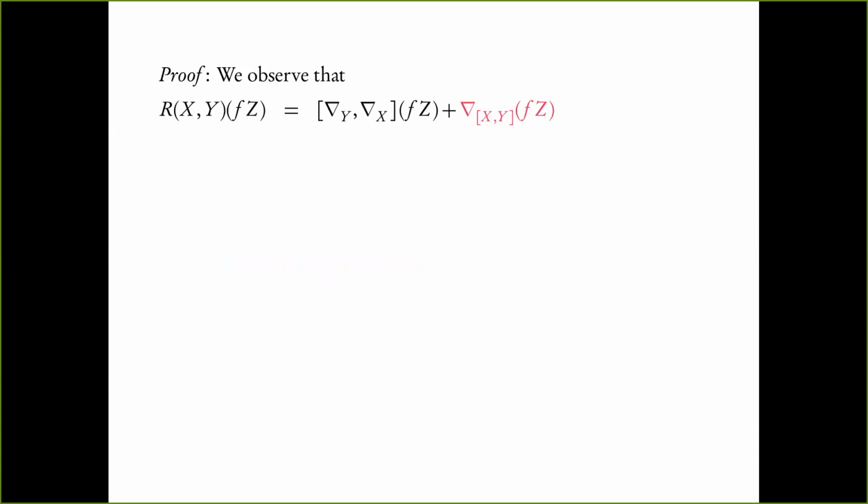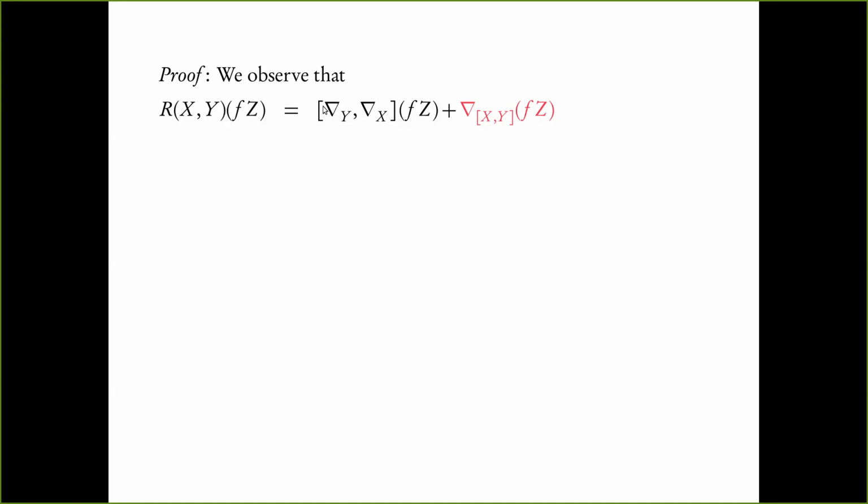So what does it mean to prove C infinity M linear? That means if you scale Z by a function, then the function should come out and it should look like f R of xy acting on Z. So let's do the C infinity M linearity on Z first. So we calculate R of xy acting on fz. Well, what is R of xy?